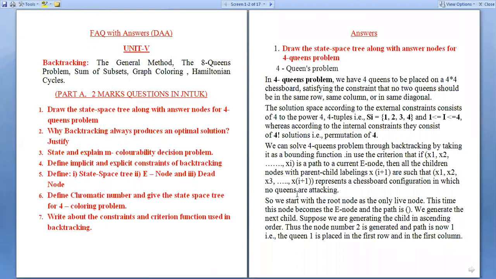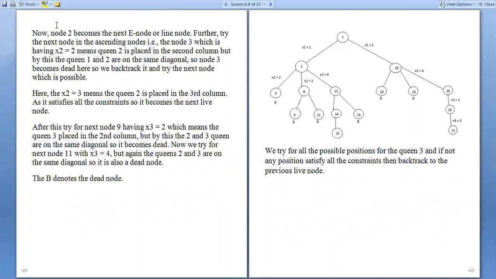We have a 4 by 4 chessboard, and in the first row and first column we are placing the queen. Now node 2 becomes the next E node and live node. Further, try the next node in ascending order, that is node 3, which has x2 equal to 2, meaning queen 2 is placed in the second column.